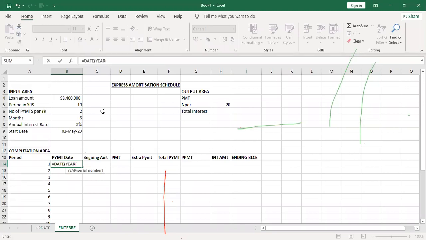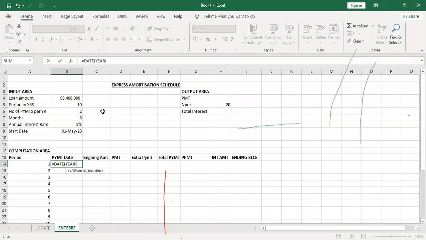Remember, I've told you that if you get your start date and you add on 6 months, you'll get the payment date for period one. So we are going to click on our start date, because our start date has the year, the month, and the day. But we are supposed to add on the months. If you are paying after months, you add on the months; if you are paying after a year, you add on the year. If you are paying after days, you add on the days.